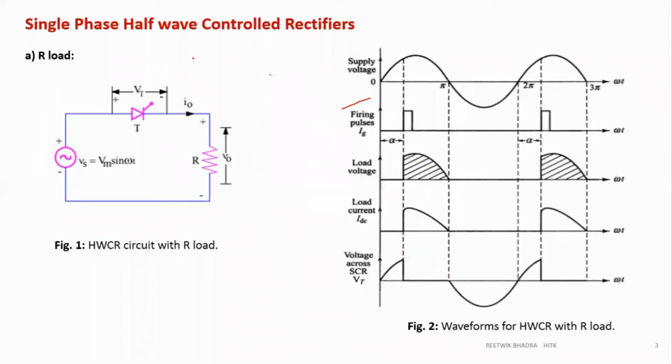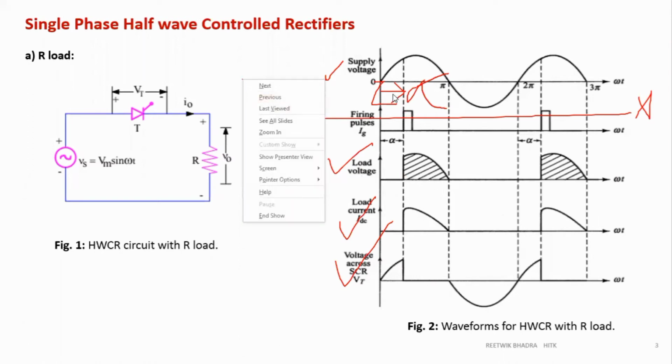Whenever you are asked to explain this operation, these 4 waveforms should be there. No need to draw your gate pulse. You just mention alpha at this point. You can show your gate pulse, not a problem, but that will not fetch any additional marks. Because the most important are supply voltage, load current, and Vt. These 4 things are more important. Alpha you can show over here only like this.